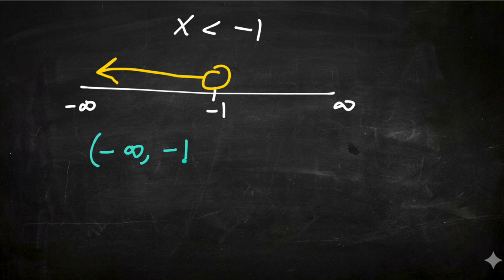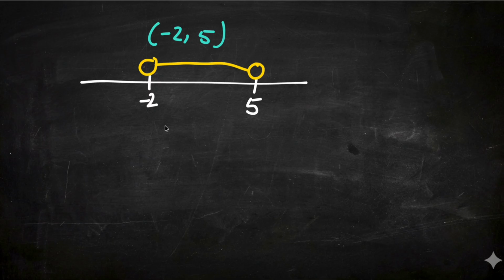-1 will also get a parenthesis because it's not included. And now this is what it looks like in interval notation. Let's look at our early example. We said this is what it was going to look like in interval notation, but what would it look like as an inequality? Now we know that -2 and 5 are not included, but all the numbers between -2 and 5 are included. So what are some possible values that x could be?